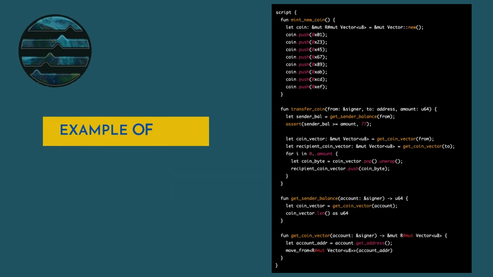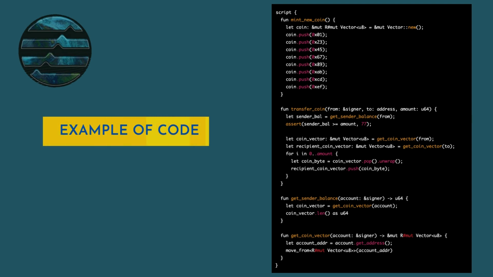Here's an example of code written in the Move programming language. This code is a Move script that defines three functions: mint_new_coin, transfer_coin, and get_sender_balance. These functions are designed to facilitate the transfer of a custom coin on the Libra blockchain.